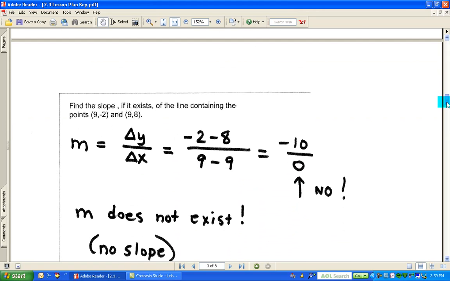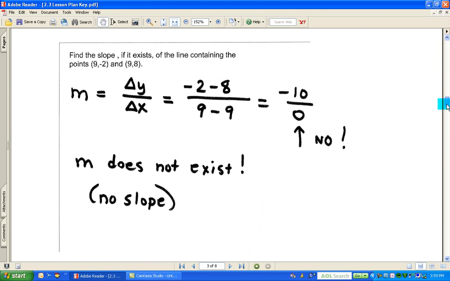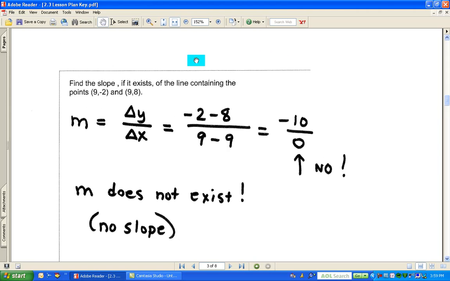Alright, now, here we have a problem. If I ask you to find the slope of this line, notice it says if it exists, so that's probably a hint. (9, -2) is one ordered pair, and (9, 8) is the other. Change in y goes on the top, change in x goes in the bottom. My first y value is -2, my second y value is 8. I have -2 minus 8. My first x value is 9, my next x value is 9. 9 minus 9, we've got a problem. 9 minus 9 is 0.